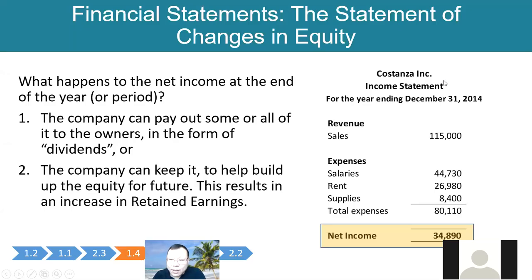Then the owner will keep the remaining 24,890 in the company. That portion is called retained earnings. That's the portion of the earnings that is not distributed to the shareholders, but retained in the company. That's called retained earnings.